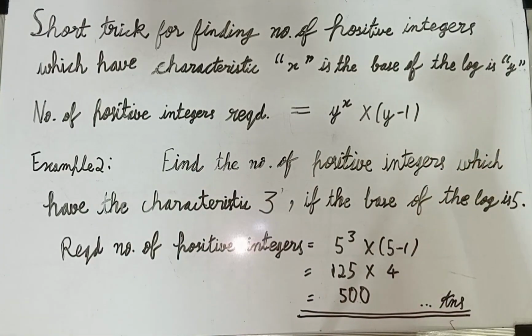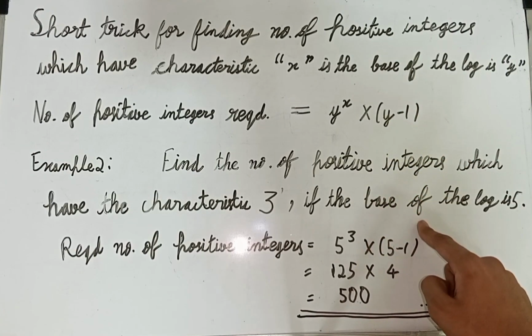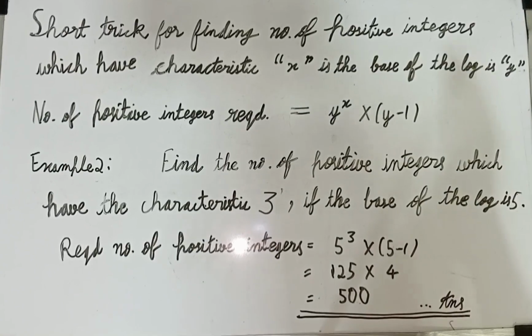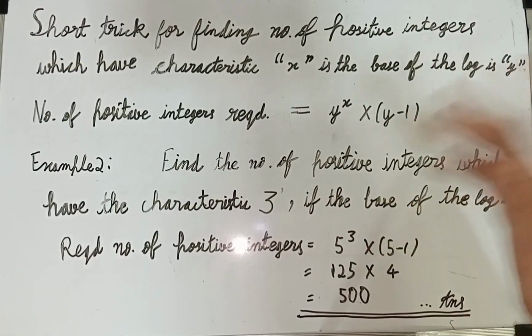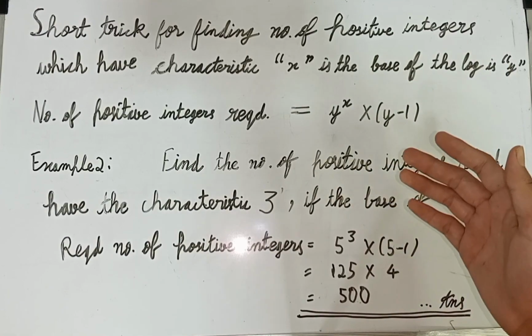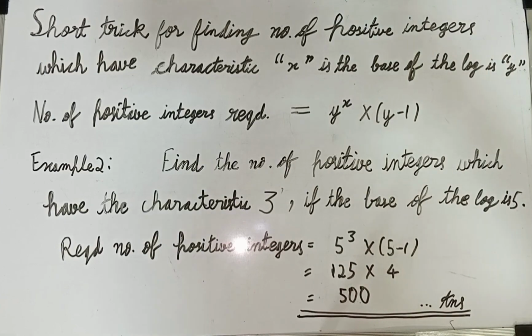And 125 is the least number having characteristic 3. So we have to subtract the numbers which have characteristics less than 3 from 624, which is 624 minus 124, which also gives us 500.